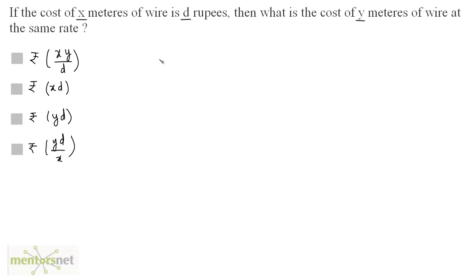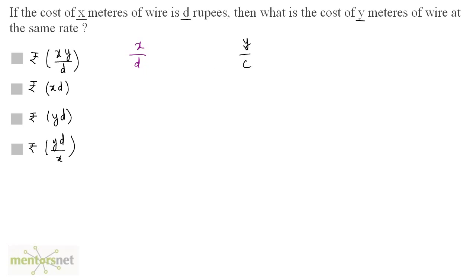Well, we have two quantities here, the distance and the cost. The more the distance, the more the cost. So these two quantities are in direct proportion. So let us take the ratios. We have the ratio of distance and the cost. So X by D is one ratio, and the other ratio is Y meters, that is Y by, let the cost be C. Okay, and that's what we have to find.